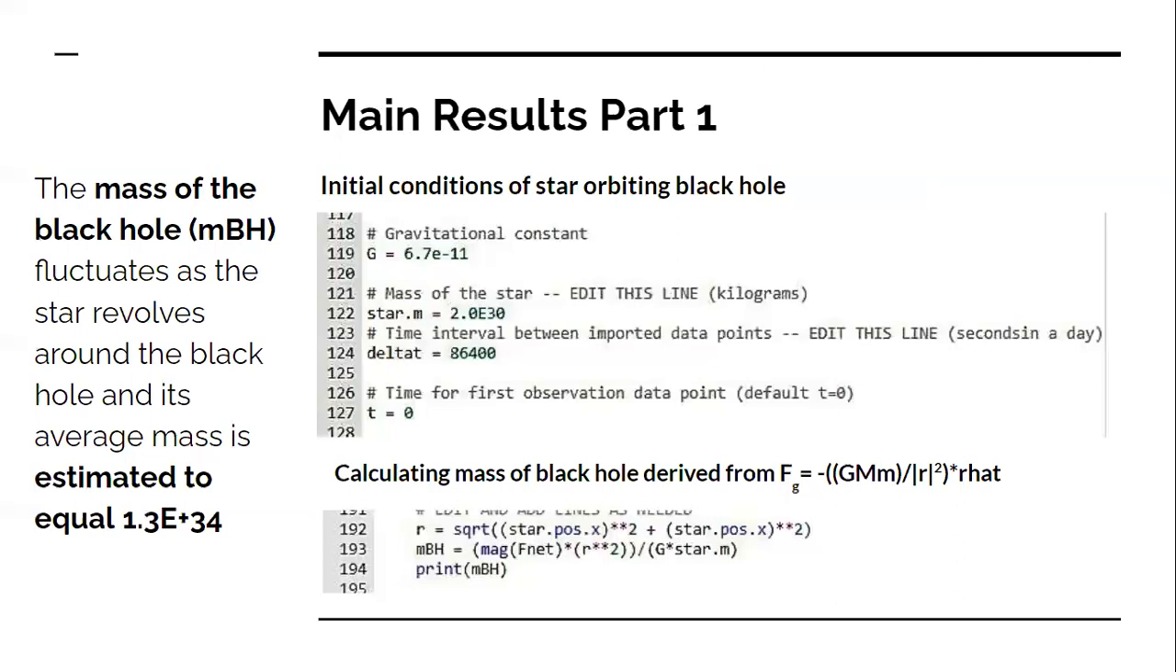Now, for the first part, we set the initial conditions. We define the gravitational constant, the star mass, and the change in time. We converted that to seconds so that we can keep the velocity in terms of meters per second. But after running the GlowScript code a few times, we found that the mass of the black hole actually fluctuates as the star revolves around it. So you take the average of it, and it's estimated to equal about 1.3 times 10 to the 34 kilograms. We calculate the mass of the black hole by deriving from the formula for the universal gravitational force on an object, where we take the gravitational constant times the mass of the source times the mass of the system, divided by the magnitude of the position, times r hat. As you can see, defined in lines 192 through 194.